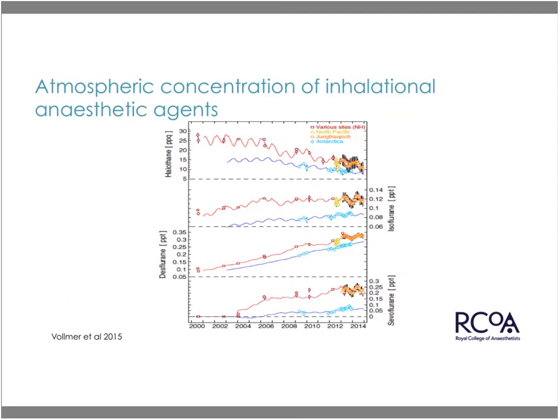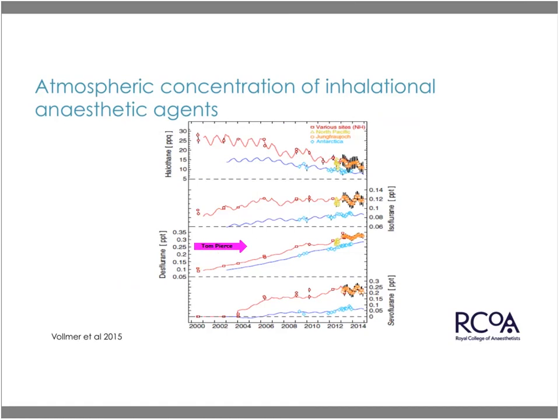And the concentration of the inhalation anesthetic agents has indeed risen over time. This is the work published by Vollmer in 2015. And what we see from this is that concentrations of drugs like sevoflurane have risen over time. That of isoflurane, again, has risen over time, but plateaued perhaps to some extent. But the concentration of desflurane is still continuing to rise as its popularity as an anesthetic agent is increasing. That is one factor that explains why the concentration is rising.